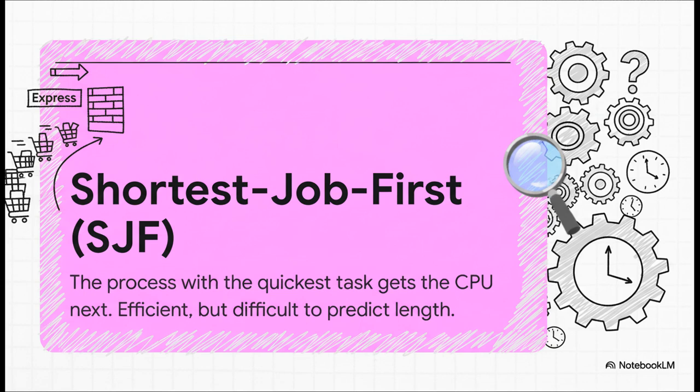Okay, so a smarter strategy might be shortest job first. This is basically the express lane at the grocery store. If you have a super quick task, you get to go next. And this is actually proven to be the best possible way to reduce the average waiting time for everyone. But there's a huge catch. How in the world do you know ahead of time exactly how long a chef's task is going to take? You really can't. It's almost impossible to predict.